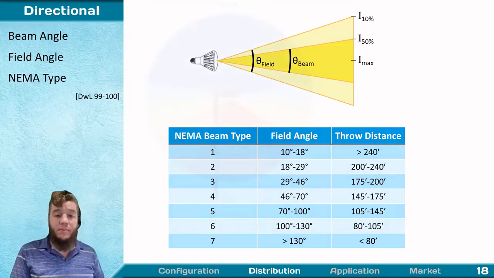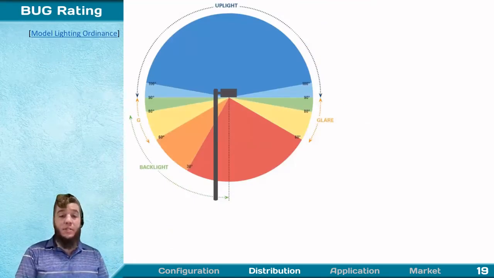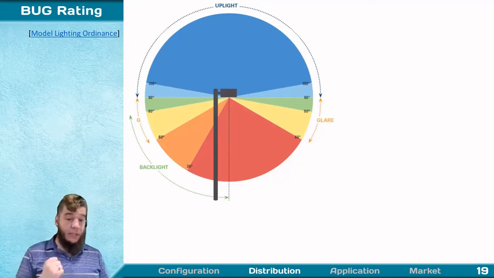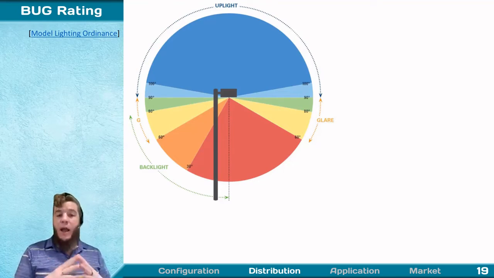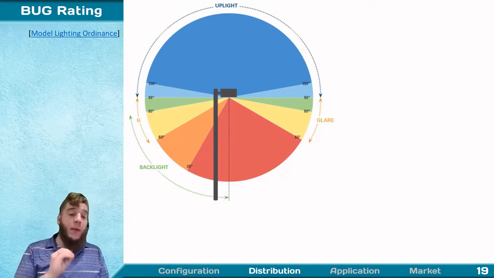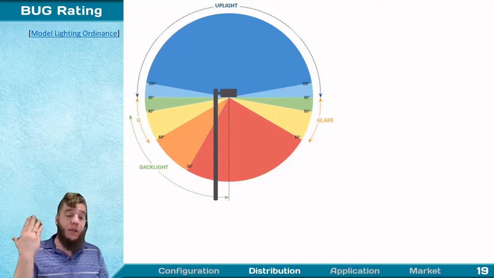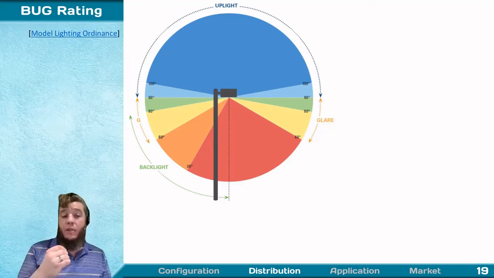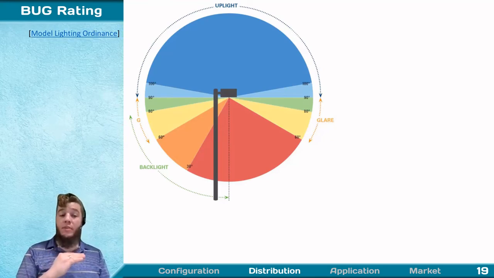spots and floods. One more classification system for distribution that I want to briefly touch on is the BUG rating system. Now, the BUG rating system comes from the Model Lighting Ordinance, which I linked above me right here. And I don't want to go a whole lot into this other than to explain what the B, U, and G are referring to. But the basic idea here with the Model Lighting Ordinance is it's a system that allows you to quantify light pollution so that you can take steps to minimize it in your exterior lighting.